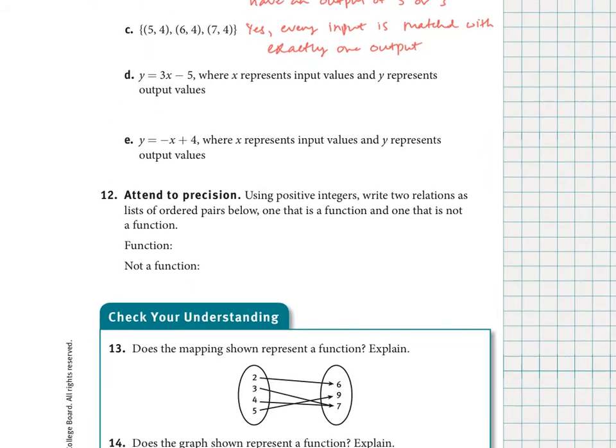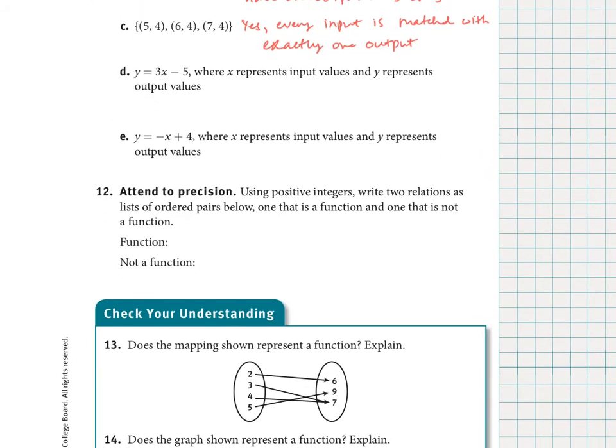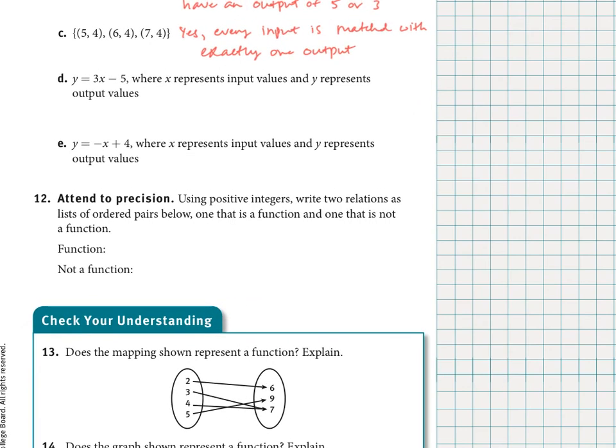Now we're going to look at part D and think about this from a linear equation sense. It gives us the linear equation y equals 3x minus 5, where x represents input values and y represents output values. So think back to your math class last year. Think of what this would look like on a graph. Do you think it would represent a function? Well, maybe what we could actually do is graph it and have a better idea of what that looks like.